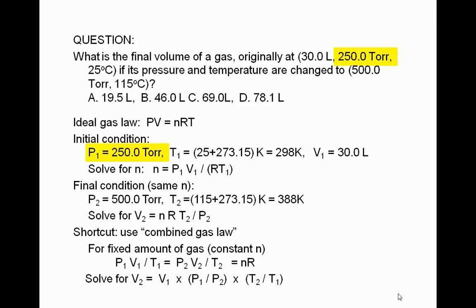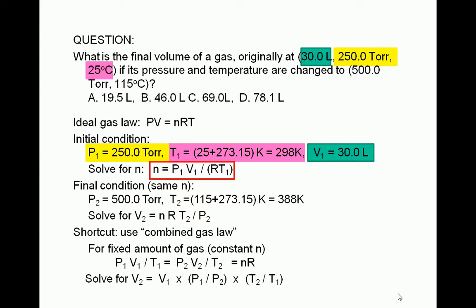The initial temperature, T1, is 25 degrees Celsius, which we must convert to Kelvin when we're doing calculations involving gases. The initial temperature is 298 Kelvin. The initial volume, V1, is 30.0 liters. Therefore, we have enough information to solve for the number of moles of gas in our sample. It's equal to P1 times V1 divided by R times T1.